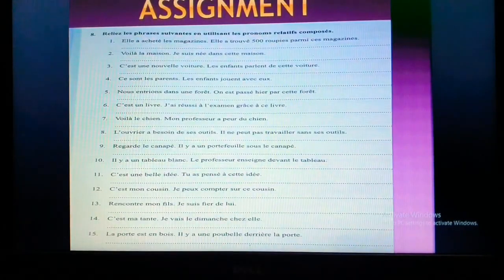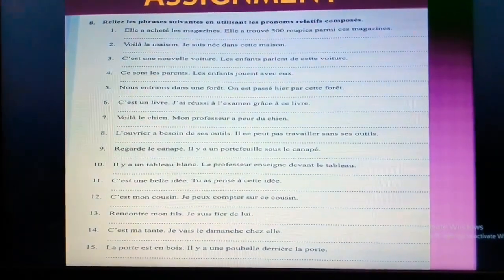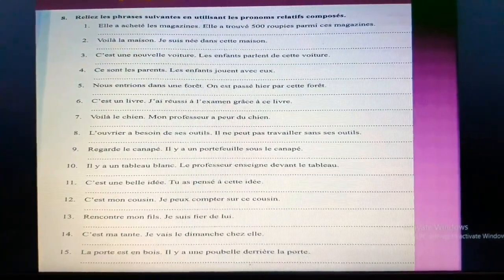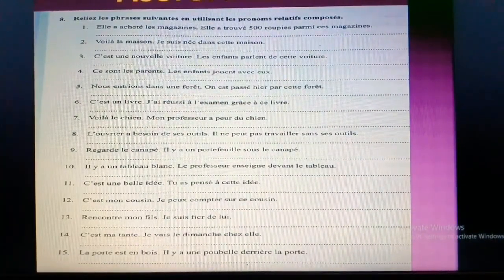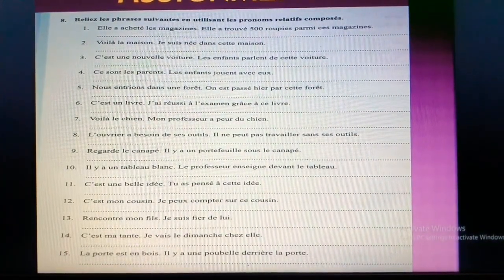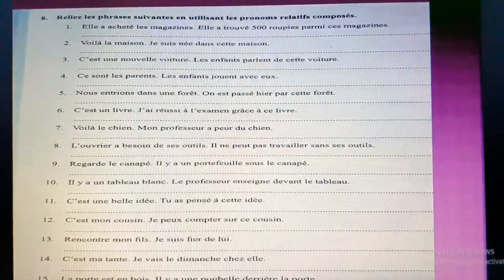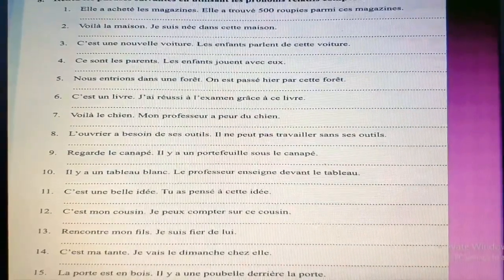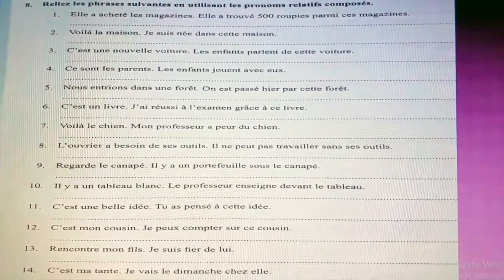Okay, now this is your assignment for your pronoun relative composé. I hope this is visible to you. If not, let me zoom it and show it to you. Let me zoom it more.